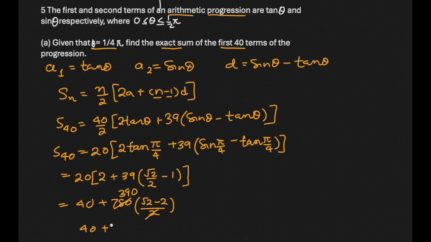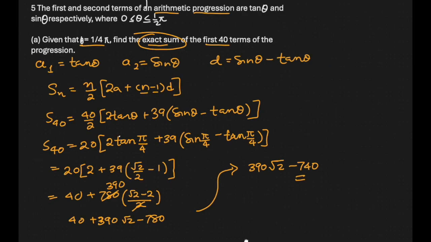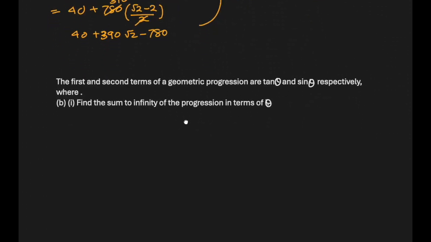40 plus 390 square root 2 minus 390 times 2 minus 780. Okay, so the sum comes out to be how much? 390 square root 2 minus 740. This is the exact sum, right? 390 square root 2 minus 740 is the sum of the first 40 terms. Let's move on to the second part, B.